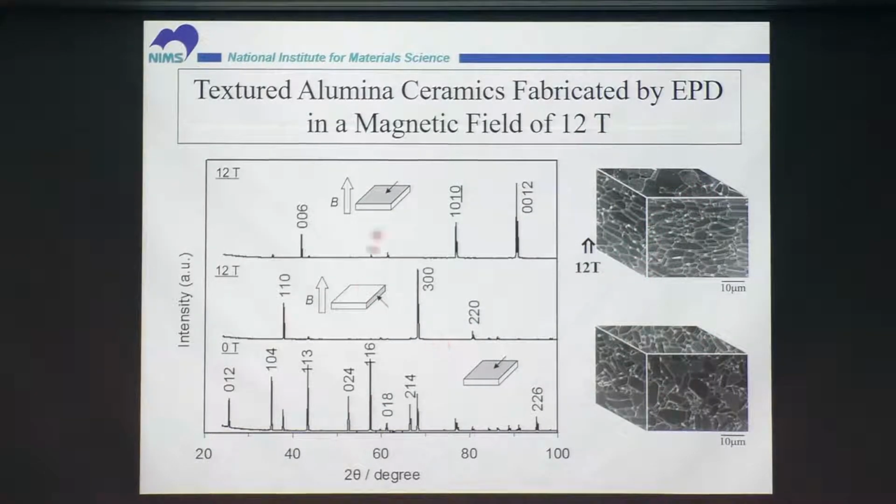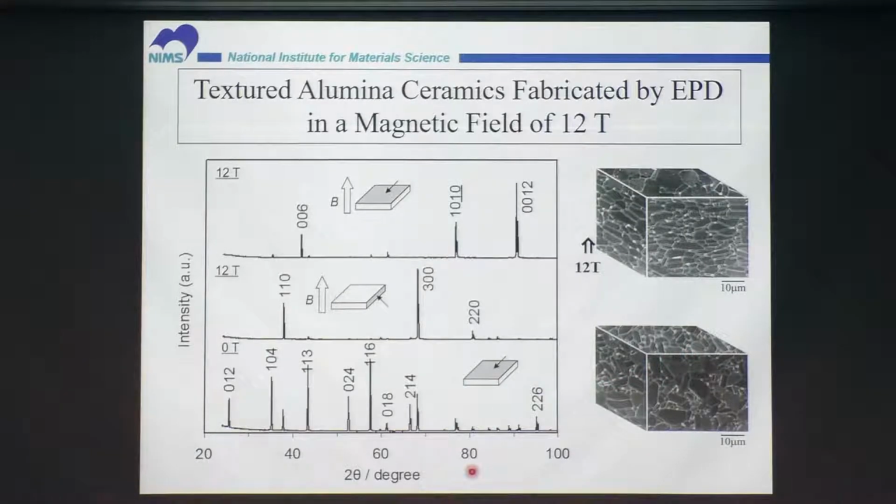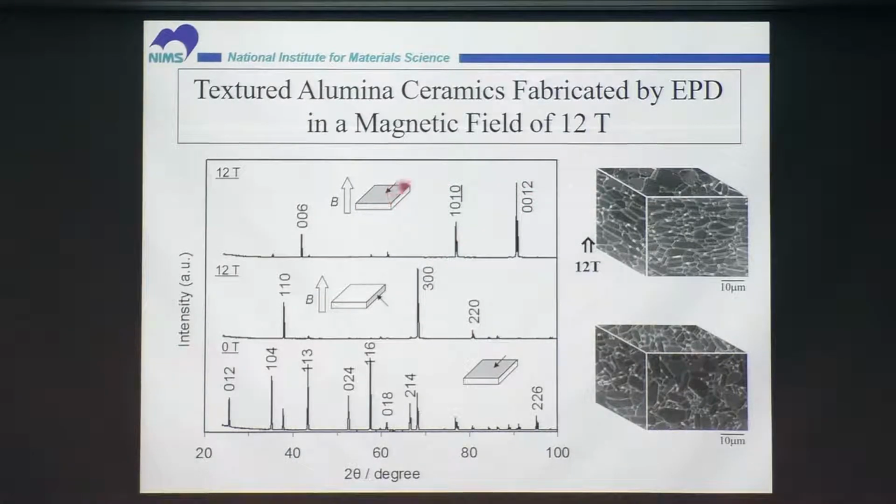This is the microstructure, and this is the XRD of the top surface and the side surface of the sintered body. If this alumina is consolidated without applying the magnetic field, it shows a quite randomly oriented microstructure. But if the magnetic field is applied, in this case 12 Tesla, it shows a very well crystalline-oriented structure. In the case of alumina, the C-axis of the hexagonal structure of alumina is aligned along the applied magnetic field. So 006, 1010, and 0012 peaks are quite strongly observed on the surface.